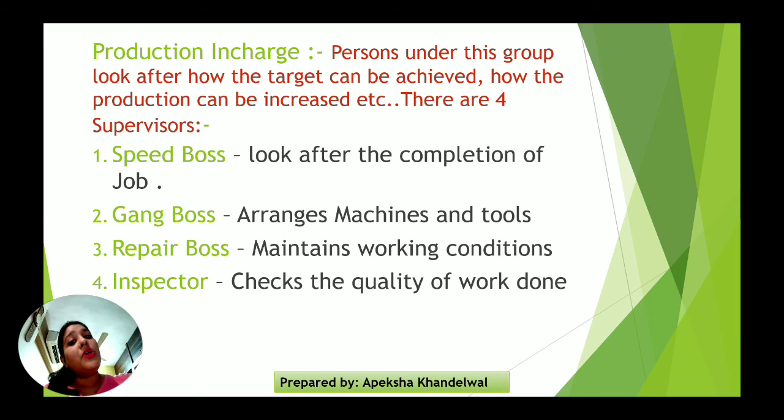Under this also there are 4 supervisors. What are those? First one, speed boss. Speed boss means who looks after the completion of a particular job, that whether the time limit given to a particular worker, are they able to perform that task within the time limit? Is it possible or not? They will look after that. Second is gang boss. Gang boss means who will make the arrangement of all the raw materials, machines or tools, whatever is required by the worker in order to perform a particular task.